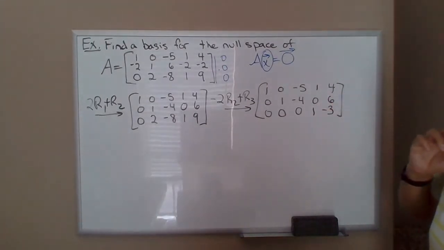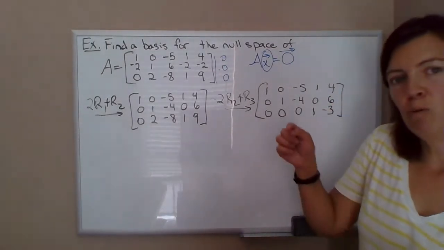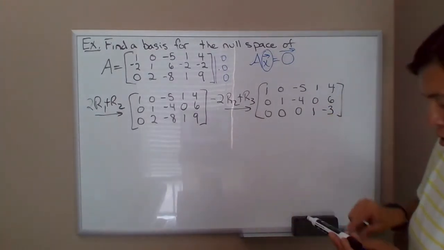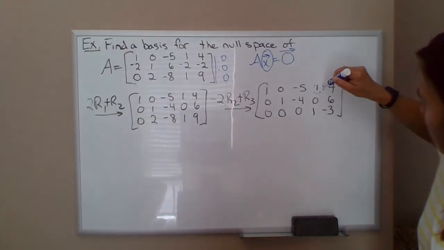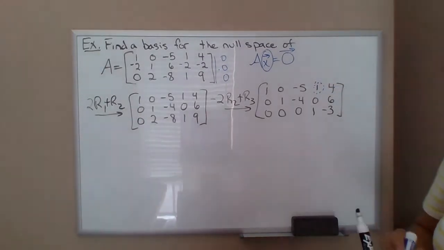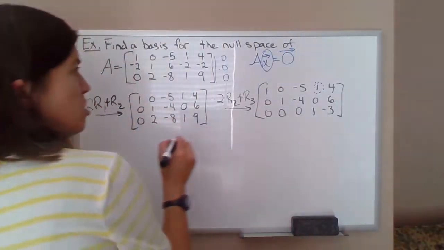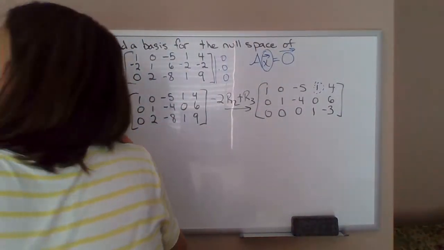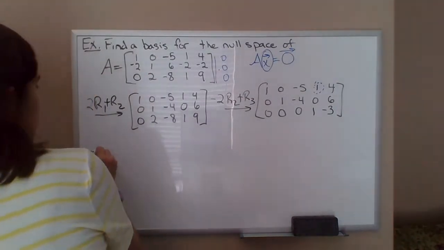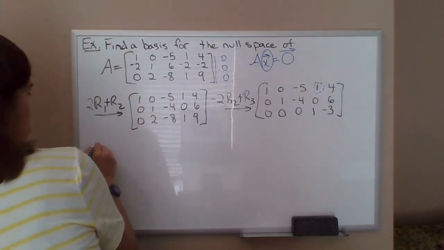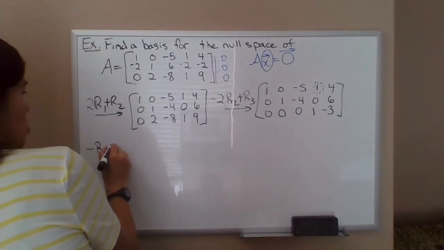But when there are infinitely many solutions, I like to get it all the way to the reduced row echelon form. We're almost there, right? We just need to get a 0 in this position here. So I think it's worth it to do that one extra step rather than deal with a lot of back substitution. Okay. So I'll do negative 1 times row 3 plus row 1.